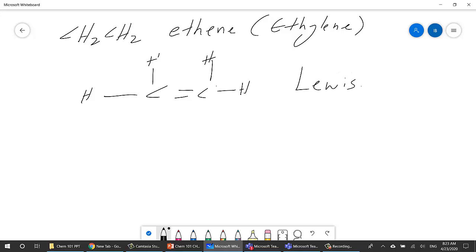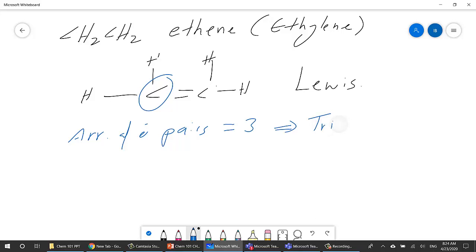Now in terms of VSEPR, this carbon has 3 groups. The arrangement of electron pairs, in other words, the electronic geometry around this carbon, is a 3. And that will lead you to trigonal planar, because we learned that anything that has a 3 should be trigonal planar with 120 degrees angle, okay? And the same thing for the other carbon.